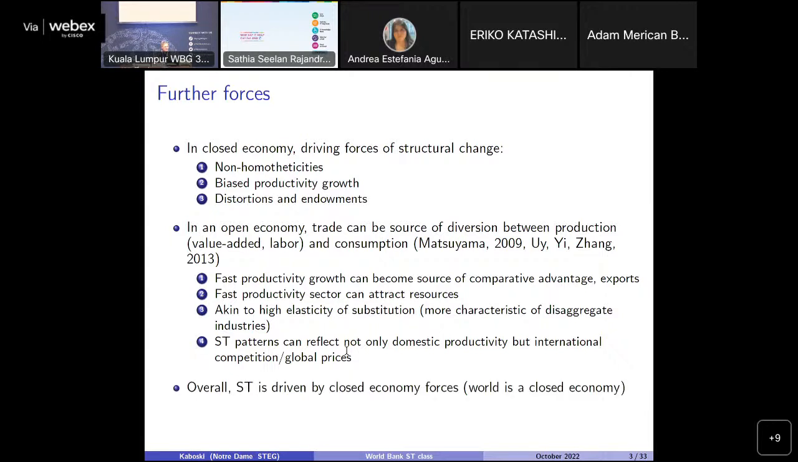I want to say open economy, I'll discuss this a little bit more in depth, but overall structural change really has to be driven by these closed economy forces. And you can see this just by thinking that the world itself is a closed economy, right? So the aggregates, the resources in the world, have to be driven by the closed economy. How those are distributed among countries can be influenced by the open economy world.